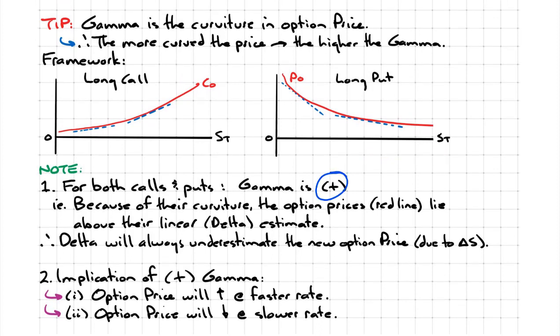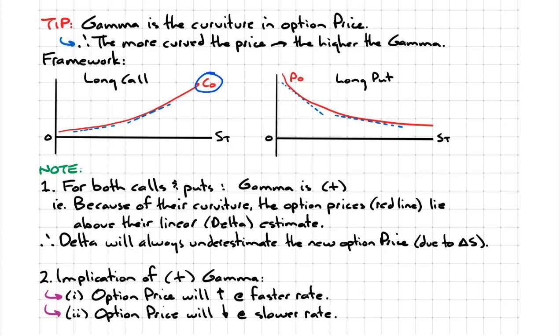And where's this observation coming from? Well, let's look at the call option. And what I want to compare is the actual price of the call relative to the delta estimate, which is represented by these dashed blue lines. You can see that along the entire spectrum, the red line is always above the delta estimate. And that's the property of positive gamma.